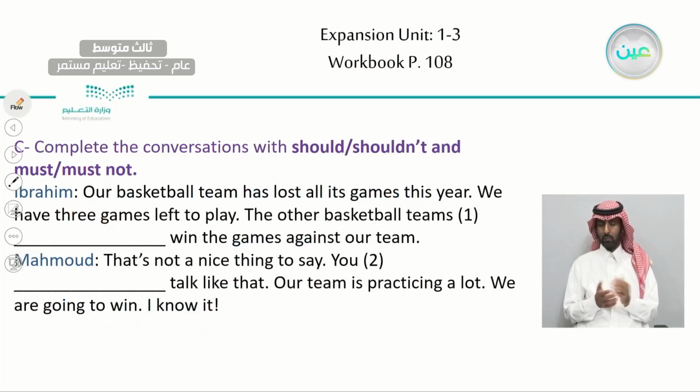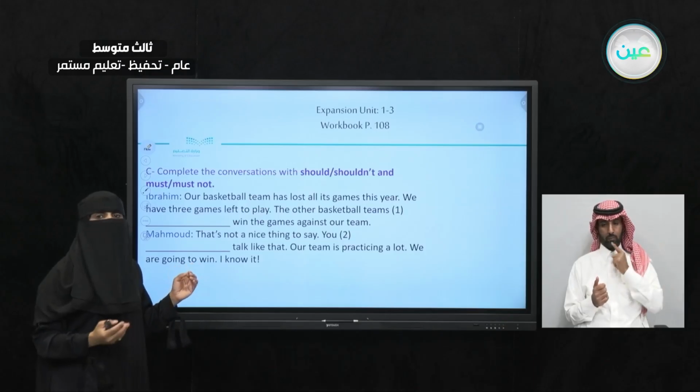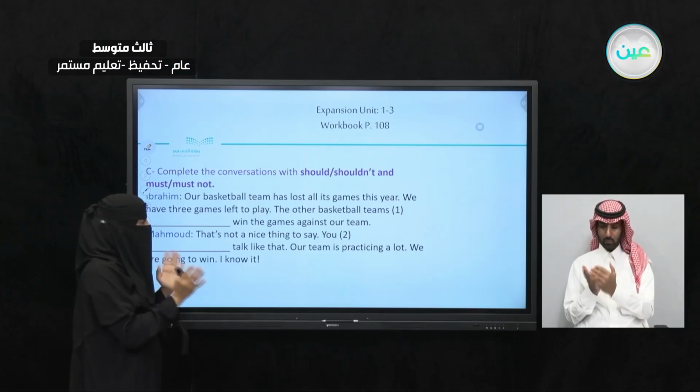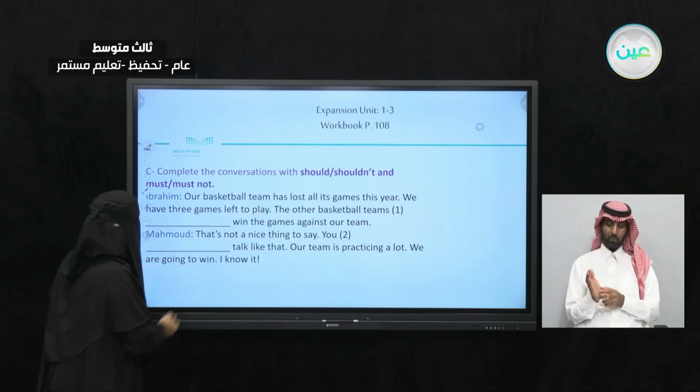Now moving on to page 108, we have exercise C. Complete the conversation with should, shouldn't, must and mustn't. Based on the statement, you have to think which one you're gonna use. Remember the difference between should and shouldn't and mustn't. Should and shouldn't, we use it when we are giving advice. And must and mustn't, we use it when we are talking about rules. This is the difference between the two, okay?